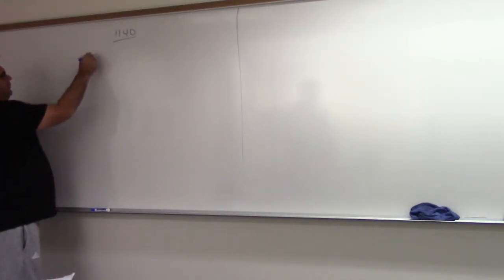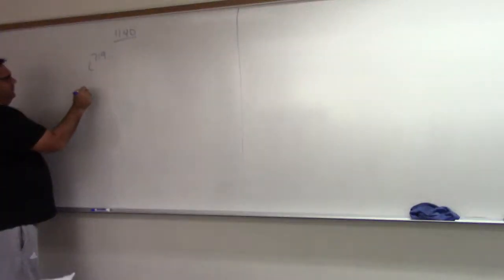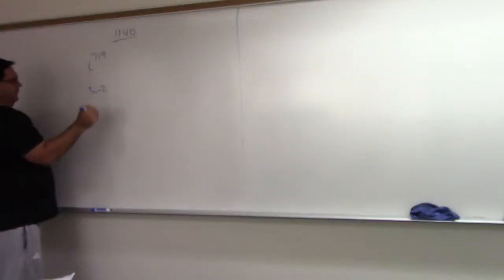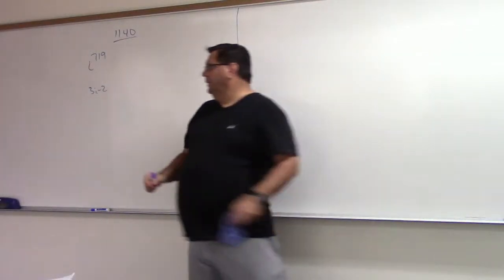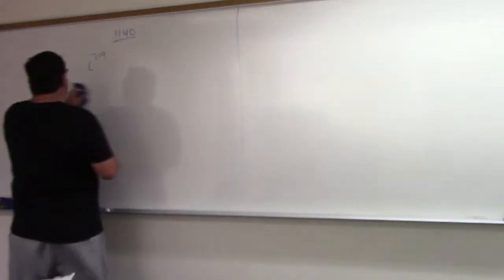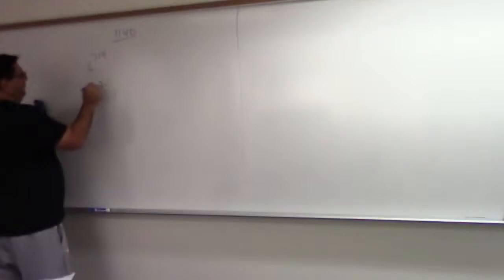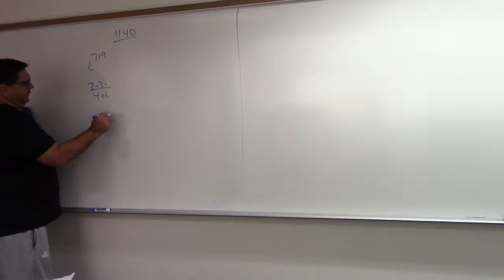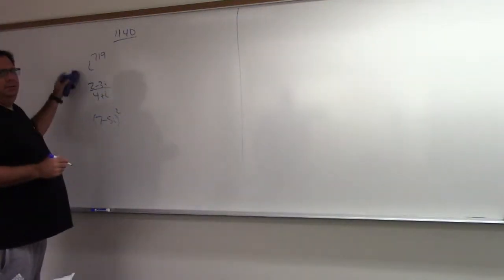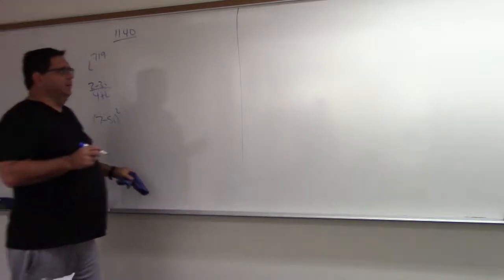We're going to start off with i to the 719, then 3i minus 2 minus 3i over 4 plus i, and then 7 minus 5i squared. All right, y'all are going to start there.